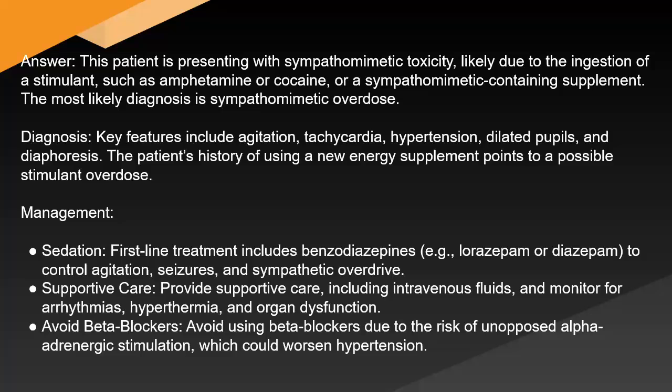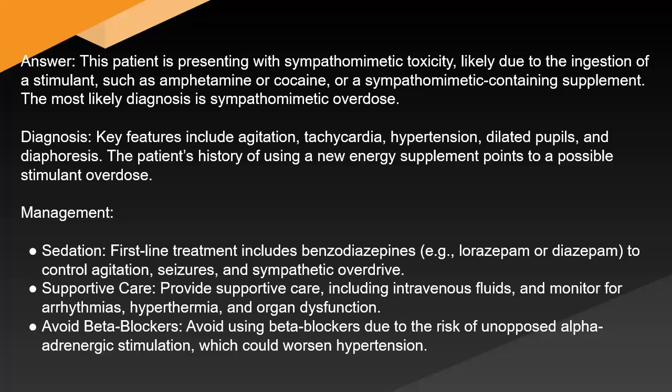Answer. This patient is presenting with sympathomimetic toxicity, likely due to the ingestion of a stimulant such as amphetamine or cocaine or a sympathomimetic-containing supplement. The most likely diagnosis is sympathomimetic overdose. Diagnosis. Key features include agitation, tachycardia, hypertension, dilated pupils, and diaphoresis. The patient's history of using a new energy supplement points to a possible stimulant overdose.